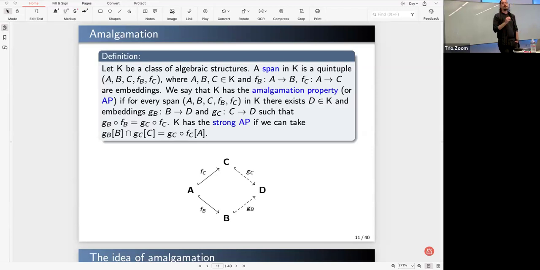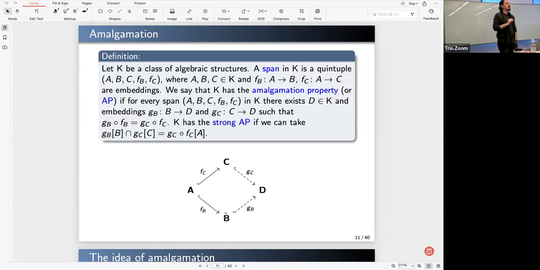Here's a technical definition of amalgamation if you don't know what it is. I think perhaps reading the technical definition is not that useful, but what this says in broad terms is if I have a span of algebras in some class, that's the left-hand side of the diagram here. I have some algebra A, and it embeds in some algebras B and C. The amalgamation property says that I can complete this commuting diagram by finding some D in there and some embeddings of B and C in there. And this diagram should commute.